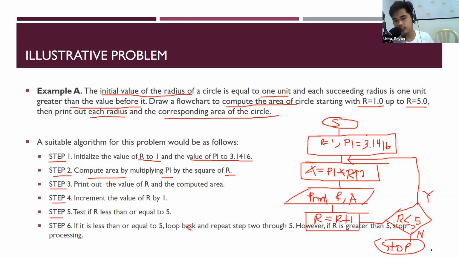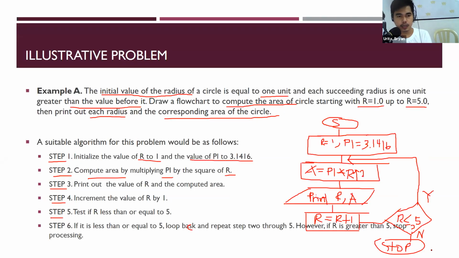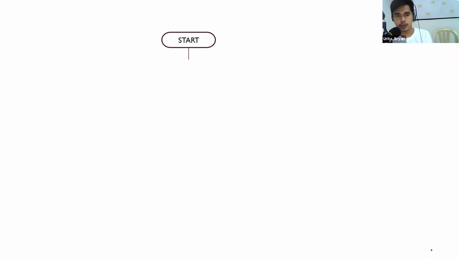Okay? Well, this is my algorithm. This is my flowchart basing on the steps of our algorithm. But let's see if we have the same flowchart from the book. So, ito yan. Start. Yan. Sabi dito kanina, initialize. Yan. Initialize the value of the radius and the pi. Sir, saan galing yung R equals 1? Naka-indicate yan, di ba?